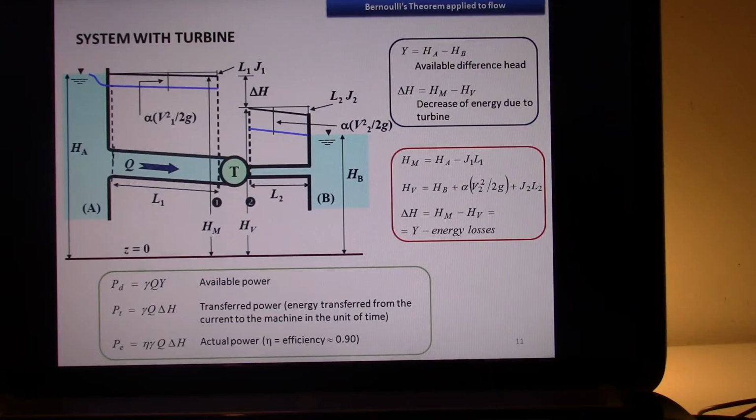Finally, you are able to compute the actual power, which is the effective power that your turbine needs. So it's the efficiency of the turbine, and usually it's almost 0.90, times the specific weight times the volumetric discharge times again the decrease of energy due to the presence of the turbine.